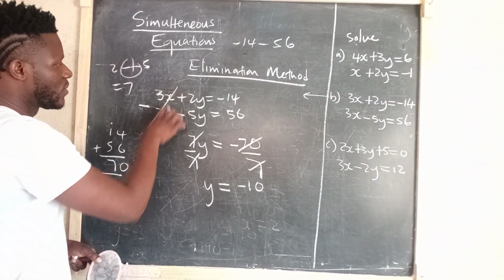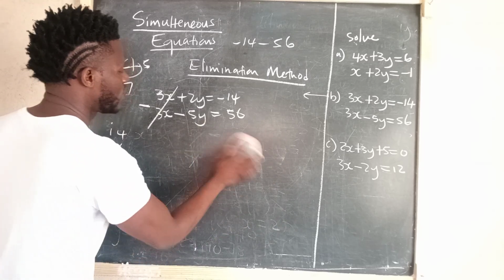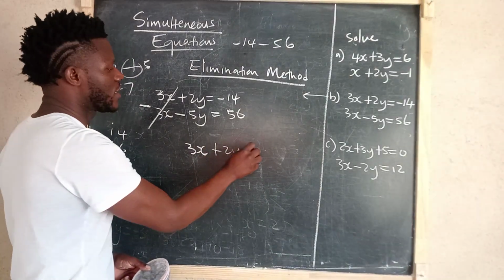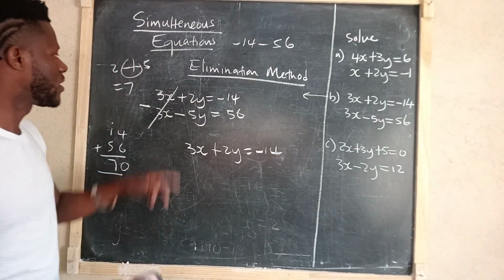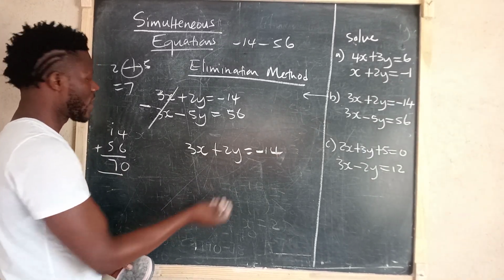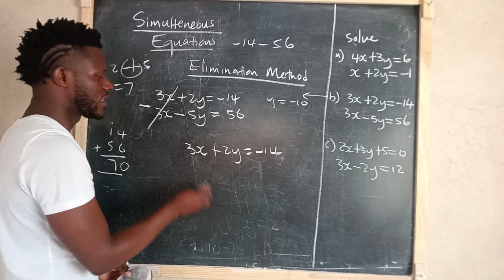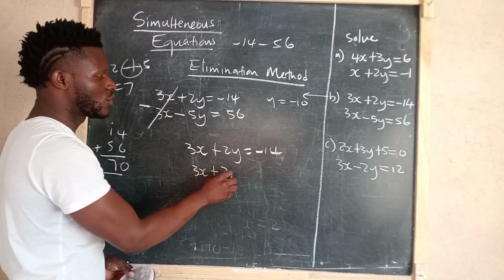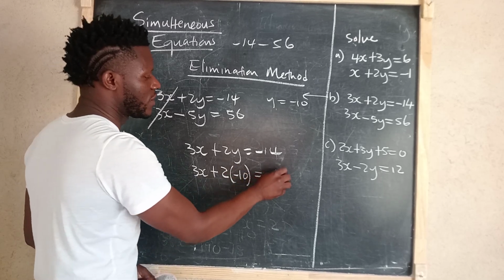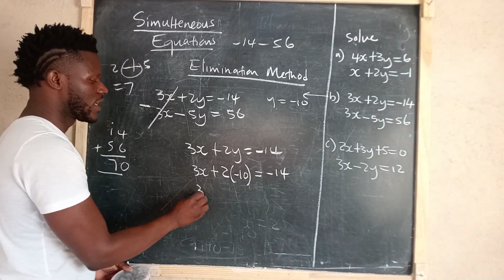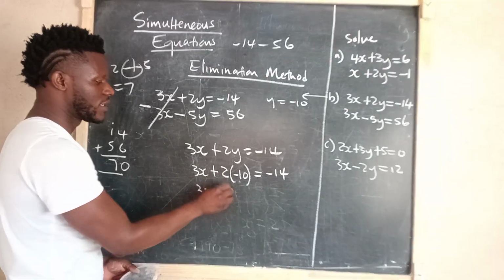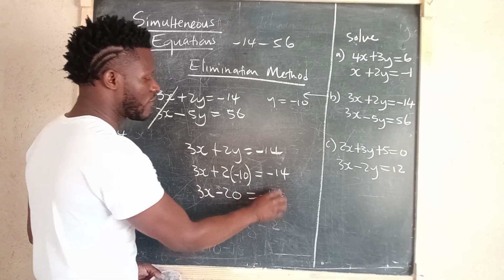So you choose among these two equations, then you substitute. 3x plus 2y is negative 14. I chose equation 1 with smaller numbers that I can end with easy. Now y was minus 10. So we are saying 3x plus 2, in place of y, we are taking negative 10, is equals to negative 14. Then we get 3x, 2 times minus 10, we are going to get negative 20, is equals to negative 14.